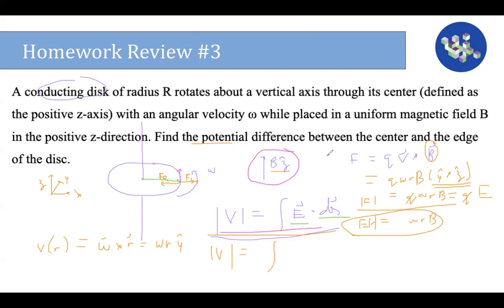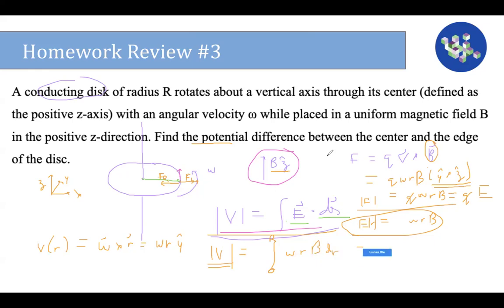So then I can write my integral from 0 to R, or from big R to 0, it doesn't matter because I'm just looking at the magnitude of the potential difference. So the potential difference is the integral from 0 to big R of E as a function of r times dr, or ds, right now I'll call it dr. So omega r B and then dr.